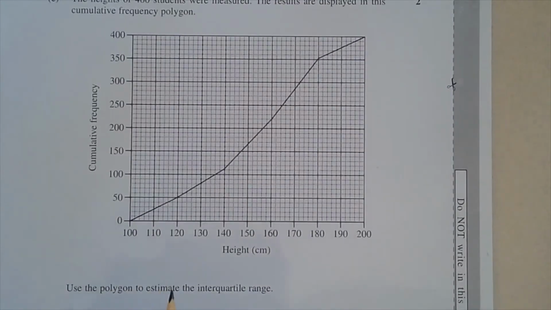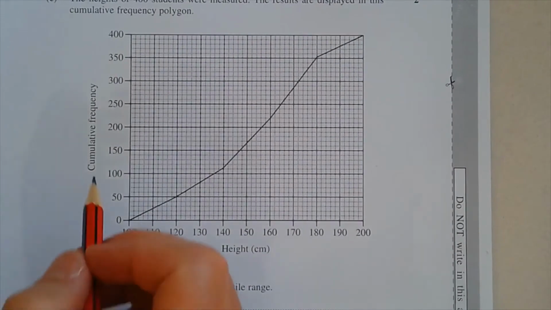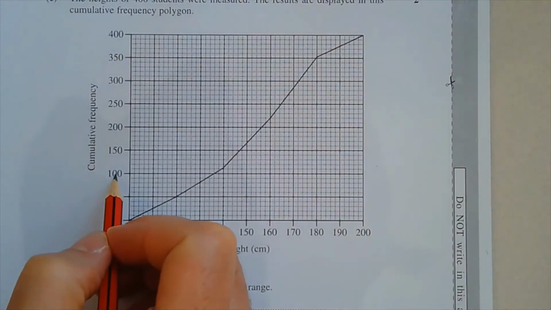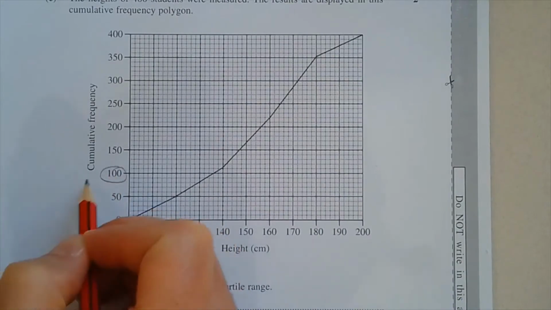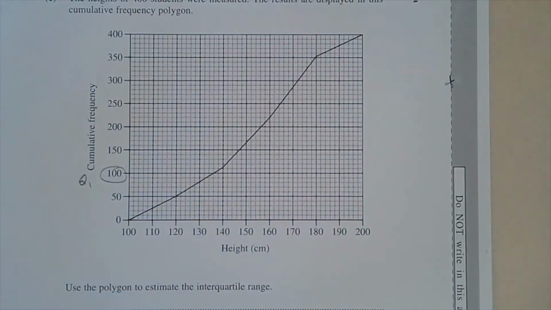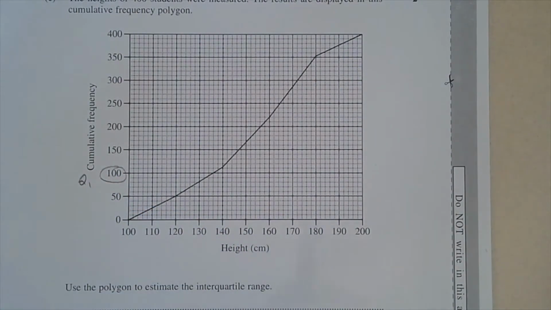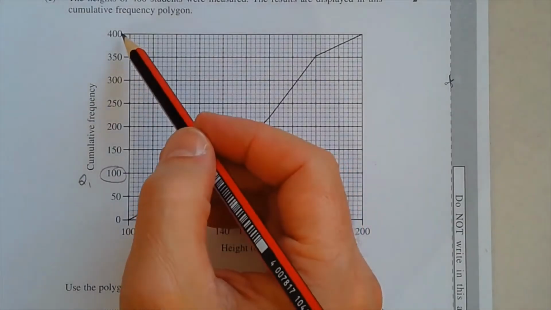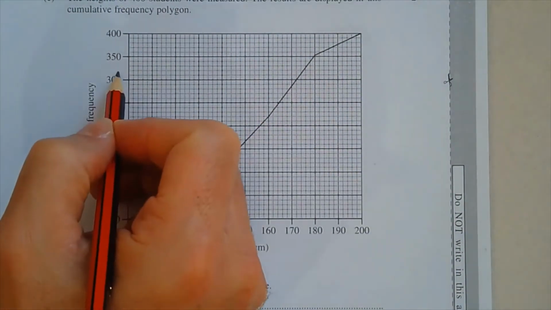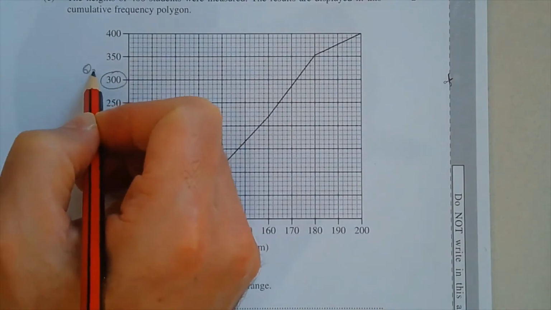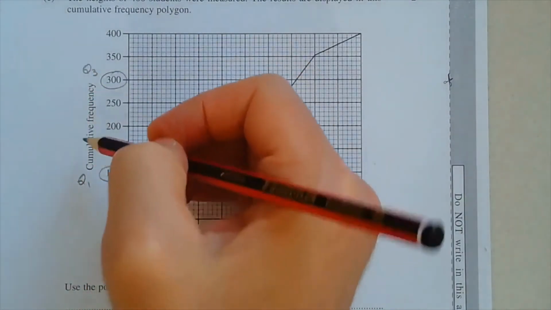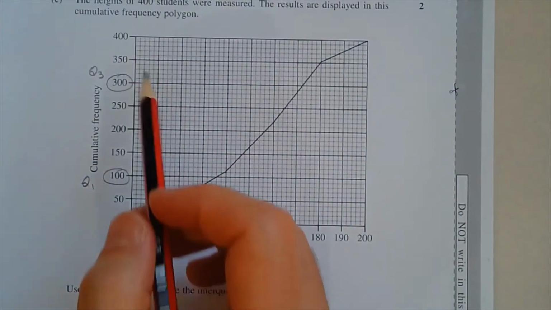So let's work out where the first quartile, or the lower quartile, is. That's going to be a quarter of 400, which is at 100. Okay, so that's our Q1. And we need the upper quartile, or Q3, which is 3/4 of 400, which is 300. So there's our Q3, and the interquartile range is obviously the difference between the two, and it's not 200.